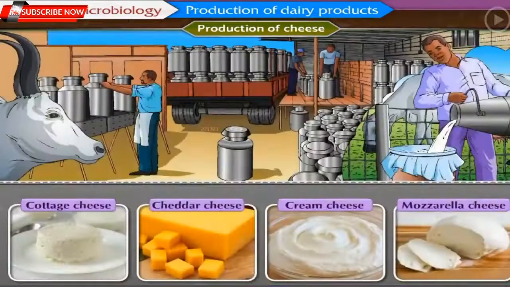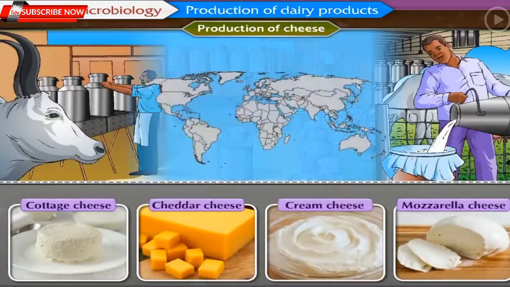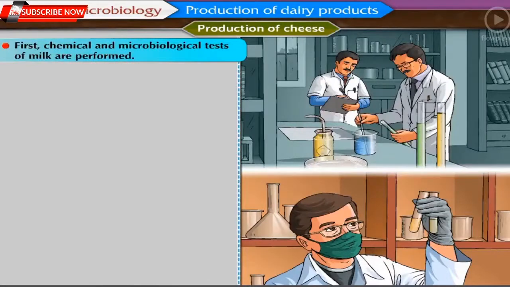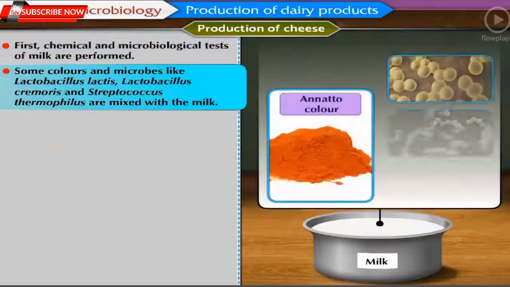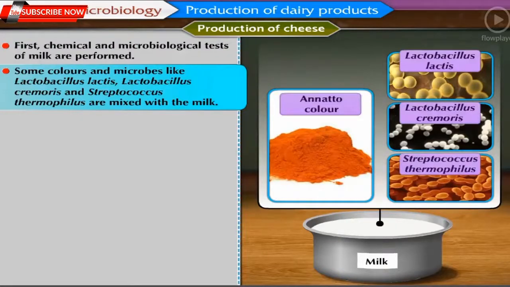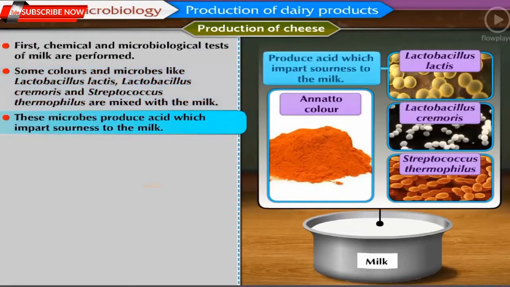Production of cheese. Cheese is produced on a large scale from the abundantly available cow milk all over the world. First, chemical and microbiological tests of milk are performed. Some colors and microbes like Lactobacillus lactis, Lactobacillus cremoris, and Streptococcus thermophilus are mixed with the milk. These microbes produce acid which imparts sourness to the milk.